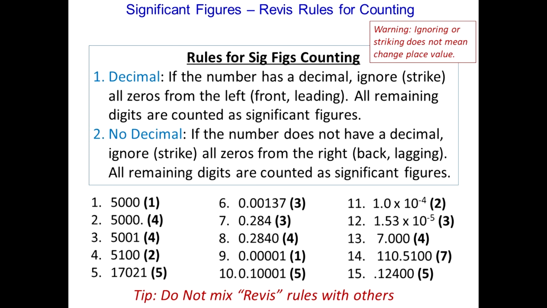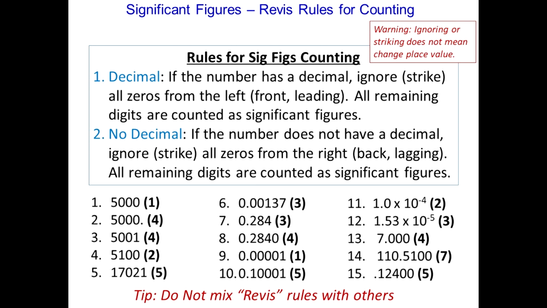If the number has a decimal, ignore, strike all zeros to the left, the leading zeros in front of it. All remaining digits are counted as significant, even if they're zeros. So everyone follow. We'll show you how it works. So you check first, ask yourself, is there a decimal? If there is, then ignore or strike the zeros to the left.